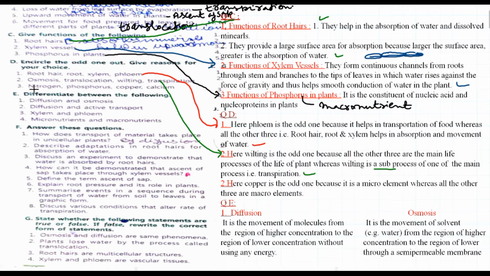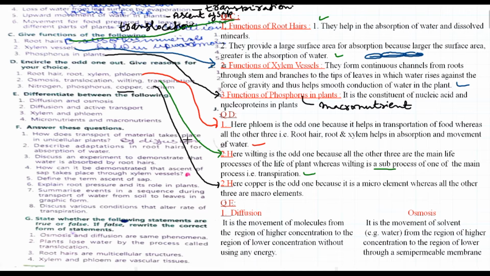Now part third is given here. So nitrogen, phosphorus, copper and calcium. And here copper is the odd one because it is a micro element. All the other three are the macro elements.